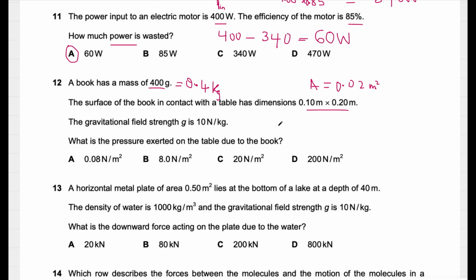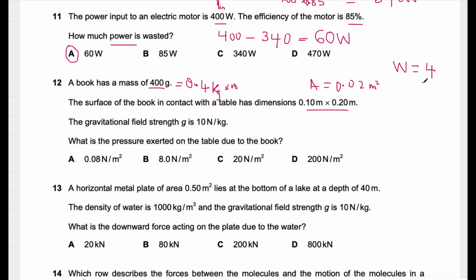Now, it said the gravitational field strength G is 10. What's the pressure exerted on the table? To get the pressure, you must get the weight. Since you know the mass, you have to get the weight. So weight is mass times gravity. You get your weight to be 0.4, which is the mass, multiplied by 10. That will give you 4.